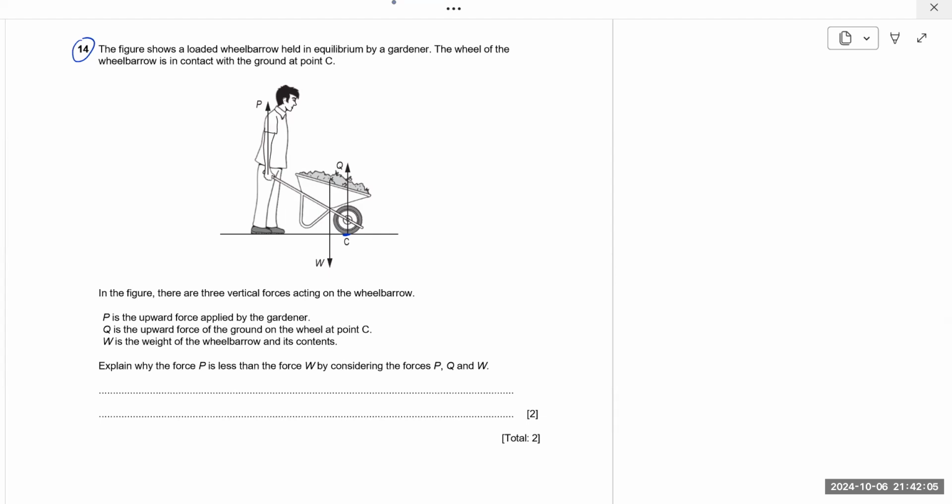ليه P is less than W؟ Okay. طيب very simple. بما ان ده balanced او in equilibrium يبقى no resultant force. فطبيعي ما دام no resultant force يبقى ايه؟ ان P plus Q equals W. طب لا دام P plus Q equals W يعني P equals W minus Q، يبقى أكيد P is less than Q، مش كده؟ طيب so P must be smaller than W. أنا آسفة، P must be smaller than W. P plus Q equals W, P equals W minus Q، يبقى P must be smaller than W. Okay.